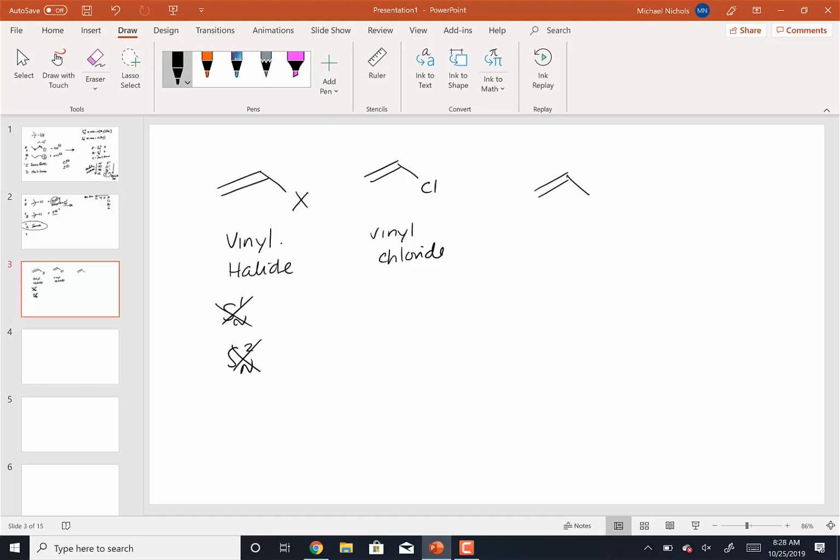Add an additional carbon, though, and we have a totally different ball game. Because if you add an additional CH2 to that, you have what's called an allylic halide. So the allylic carbon, which we'll talk about in great detail next semester, is the carbon attached to the double bond. The vinyl carbons are the double bonded carbons. So allylic halides will actually undergo SN1 very quickly. And the reason for that is because they form stable carbocations.